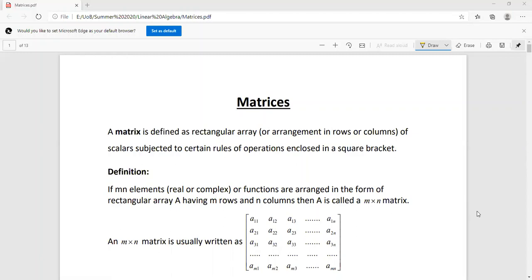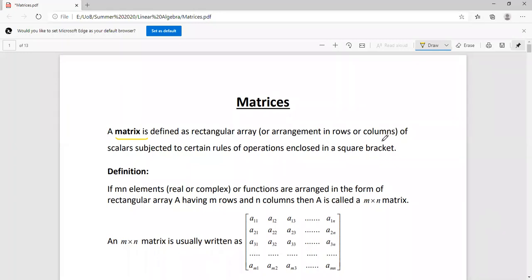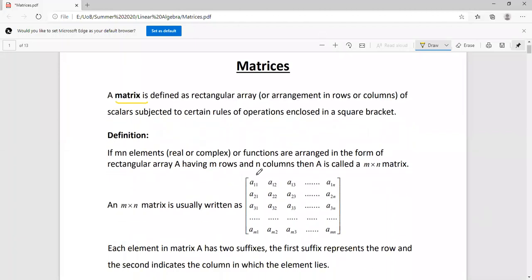A matrix is defined as a rectangular array or arrangement in rows or columns. This is a precise definition of a matrix. So if we arrange numbers in rows and columns, for example, you see this is a row where some numbers are written A11, A12, A13 up to A1n, A21, A22 up to A2n. Similarly, we have columns as well. This is column 1, this is column 2, and so on.